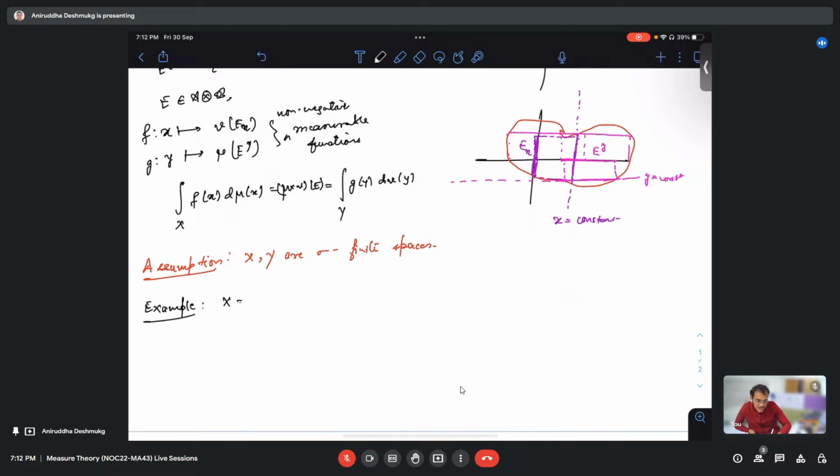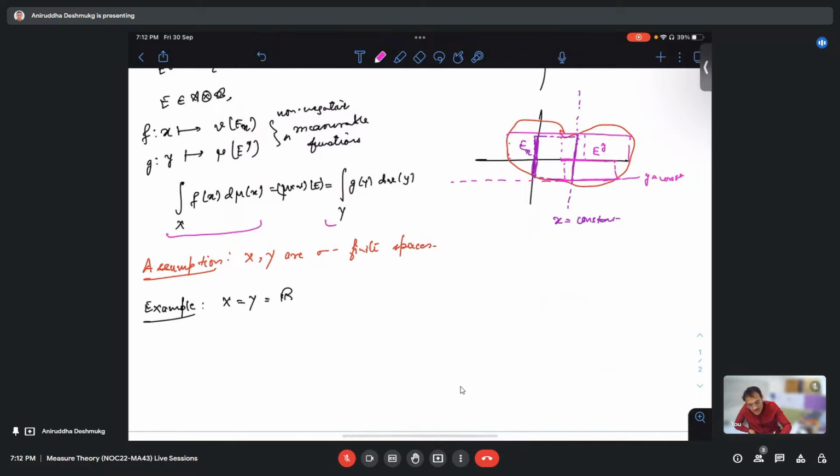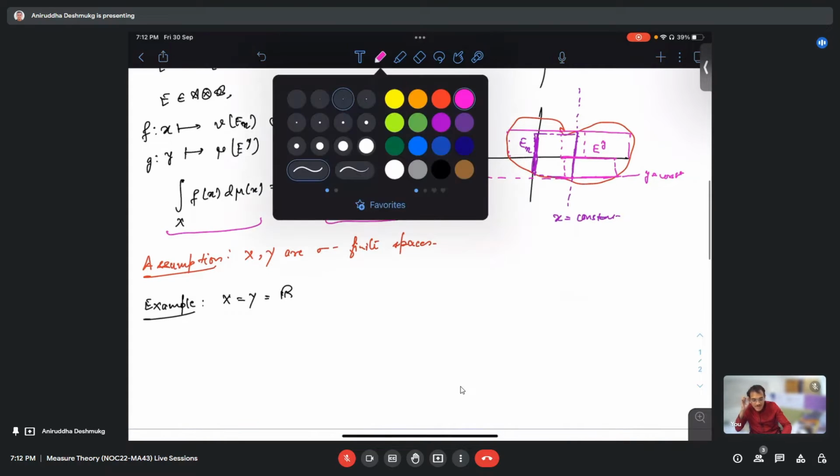Let us consider X and Y both as the set of real numbers. But now what I will do is I will consider two different sigma algebras on R. I will consider two different measures on R. One of them will not be sigma finite, and we will see that these integrals themselves are not equal. Forget about being equal to the measure of E. These integrals themselves will not be equal.